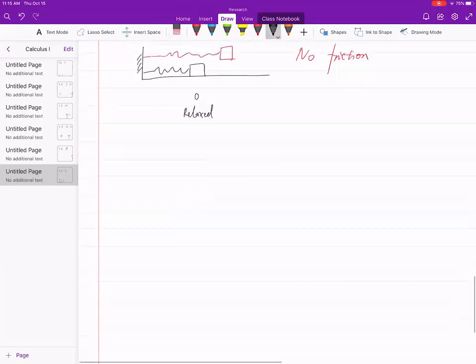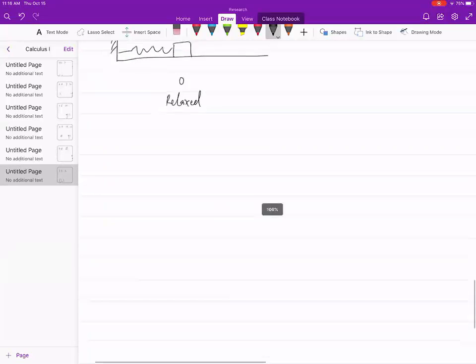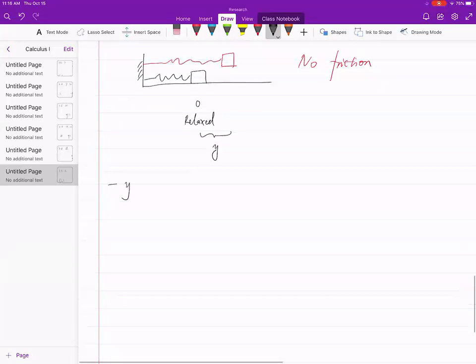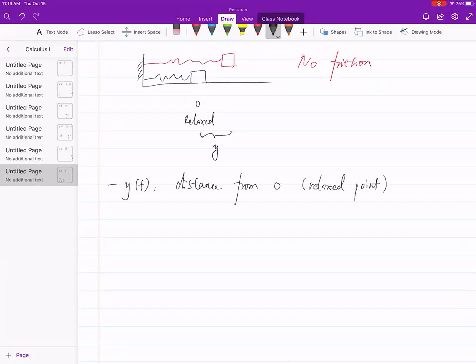Now, of course, we're investigating why, just like the way we investigate why the population is exponential growth. Turns out there was a differential equation that it satisfies. For this one, we can do the same thing. Let's take y, which is a function of t, to represent the distance from the relaxed point, basically 0. So you can see this y change as time goes by. It can be negative sometimes, which means it goes to the left of the relaxation point. So positive, negative, positive, negative.